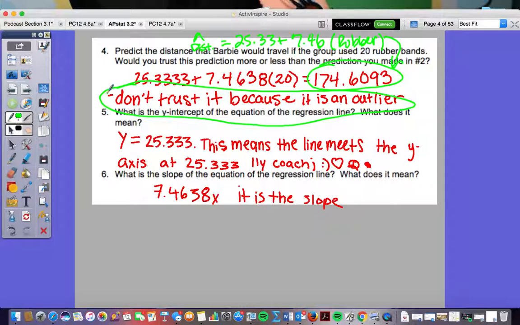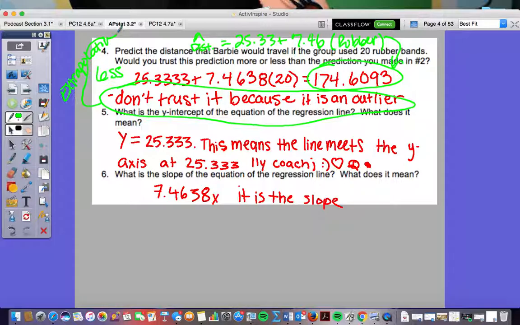Would you trust this prediction more or less than number 2? Here's the comparison. Less, because it's way out there, right? It's way away from the data, so just put that it would be less, okay? And again, this whole thing, number 4, we call extrapolation. Extrapolation. Okay, cool.